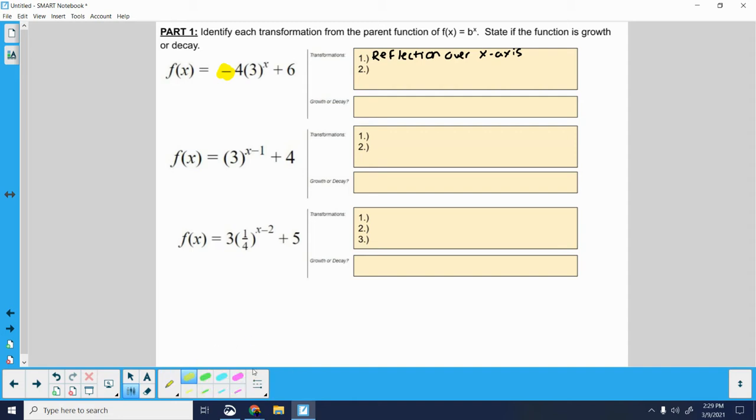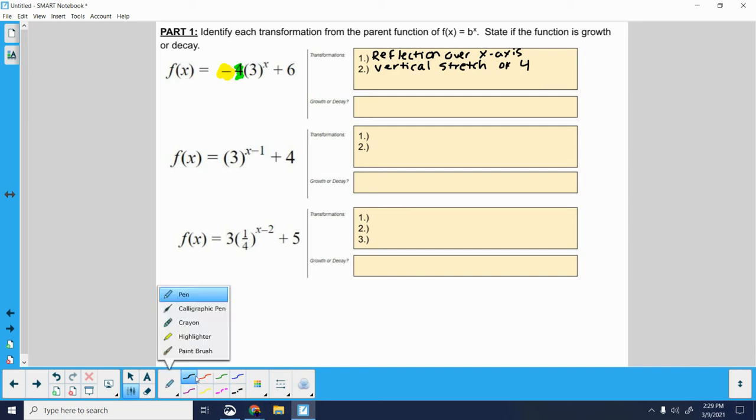My second transformation was the 4 that's in the front. That tells me that there was a vertical stretch. So the number, since it was bigger than 1, tells me that there was a stretch of 4. And then there actually should have been a third transformation here because the plus 6 at the end is a shift upwards. So this was shifting up 6 units.